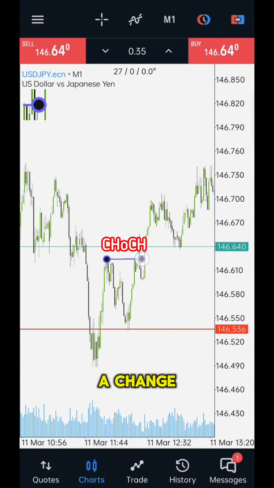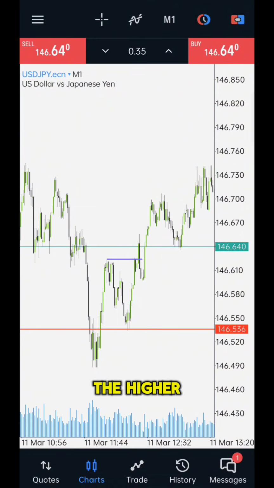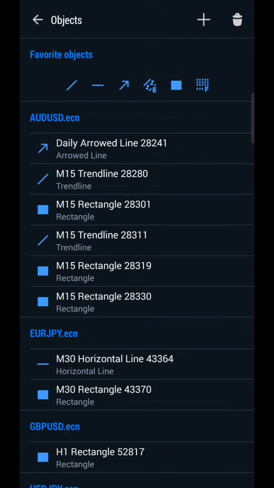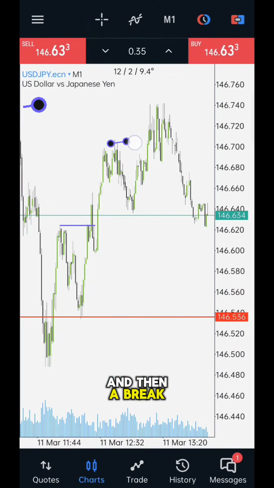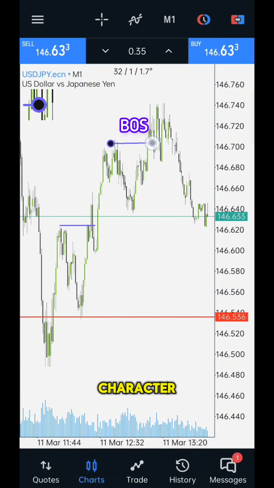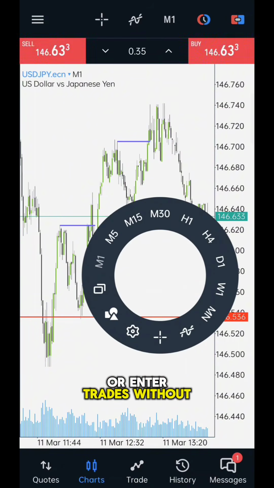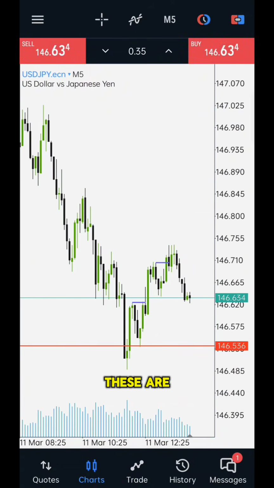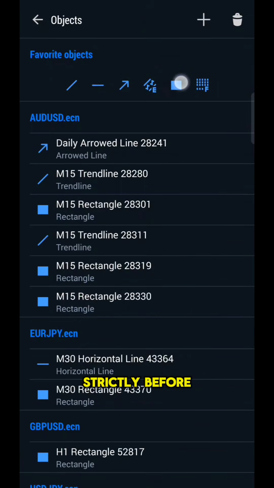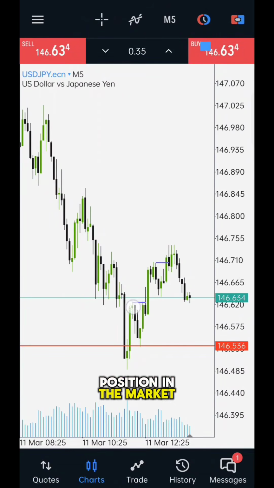Now, you can see a change of character that occurred after breaking the higher high on the lower time frame. And then a break of structure occurred after a change of character. I do not take positions or enter trades without those confirmations. These are the first rules I follow strictly, before taking any position in the market.